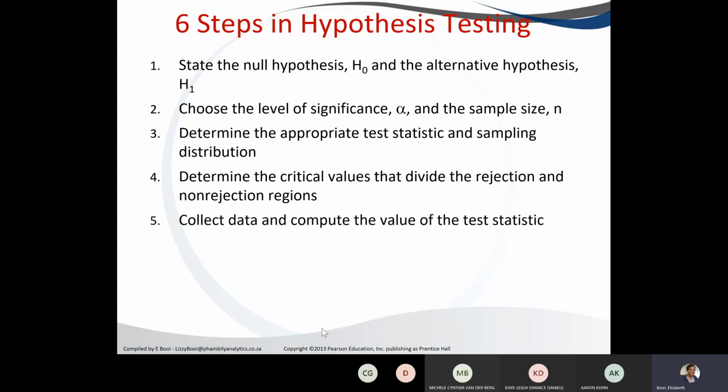Then step number 5 is for you to calculate the test statistic. Since we're going to be using the Z, you need to know the formula for the Z test in terms of your hypothesis testing.